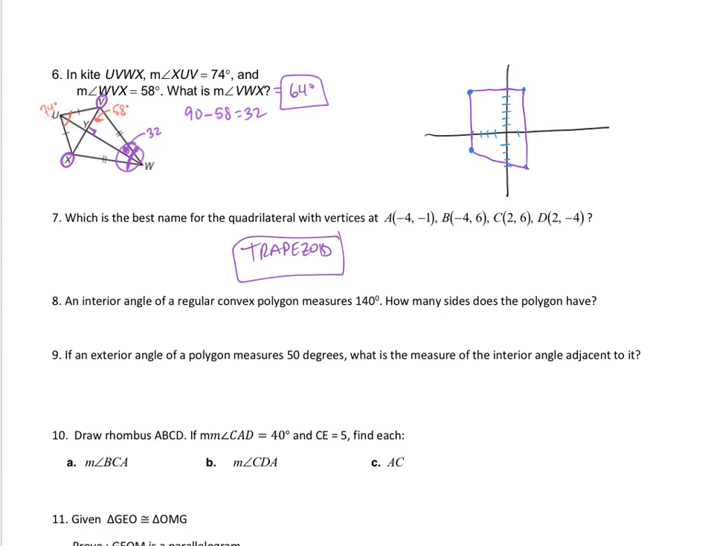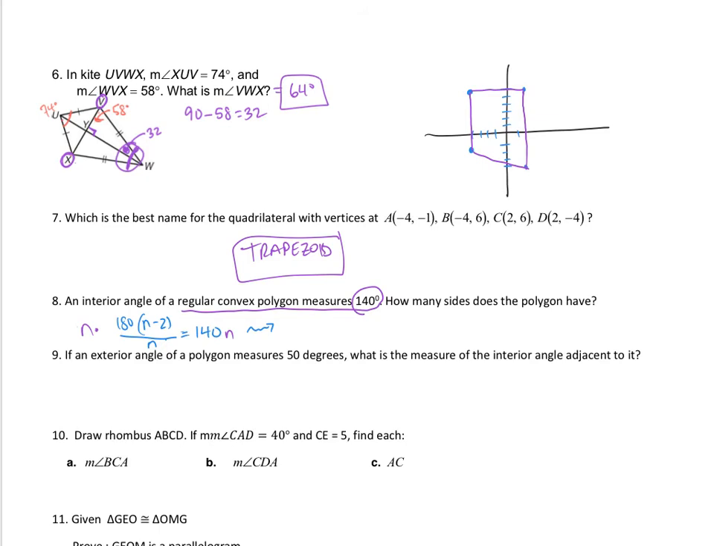Okay. An interior angle of a regular convex polygon measures 140 degrees. How many sides does it have? So for this one, we're going to use the formula n minus 2 times the 180. But then I need to divide it by n because each angle will be 140. So this time I'm dividing it by n because it's regular and I know what each angle is. So the trick is to solve this. So what we're going to do is we're going to cross multiply first. I'm going to multiply each side by n.